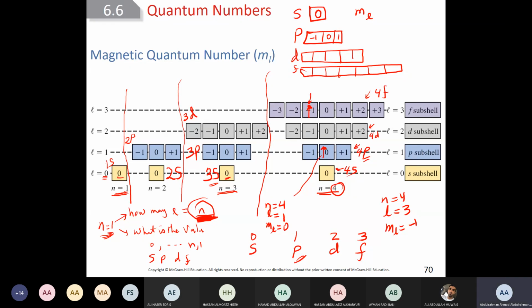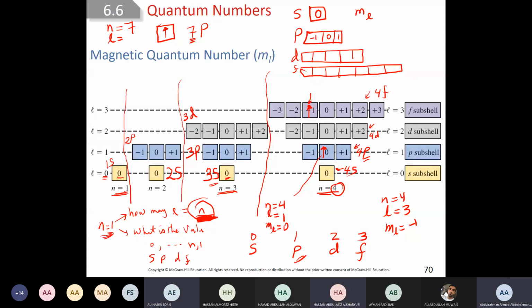Clear? Let me give you another example. Let's say I have an electron in here. I'll put an electron here, and I'll say this one is 7p. Then what's the value of n for this electron? 7. From where did you get it? The first number, 7. Yeah. The number before the letter.